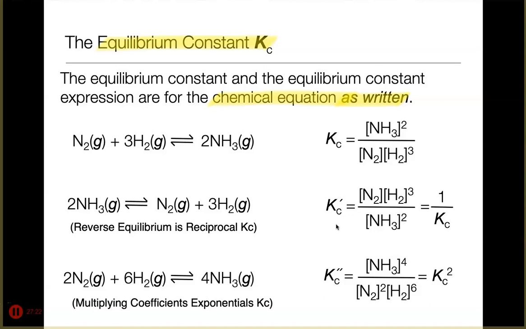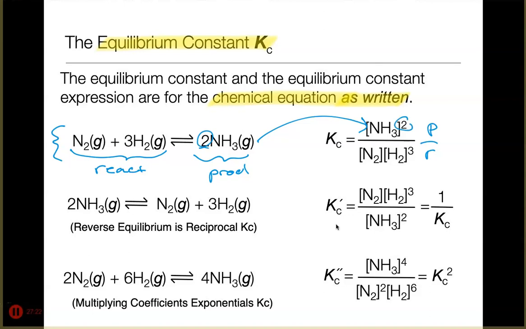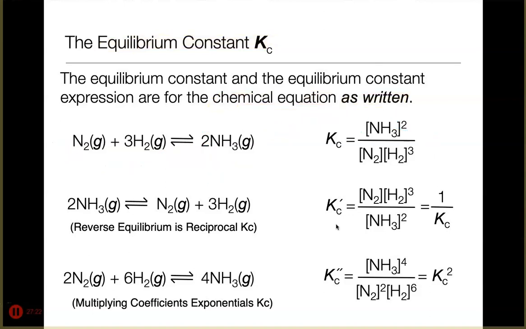I'm looking at this reaction. The way I have it written, these are my reactants. These are my products. I know it's always products over reactants. Well, there's my products. It's squared. My reactants are N2, the 1, H2 cubed. It's exactly what you'd expect. There's nothing new to that. That's what we just did on the last couple of slides.